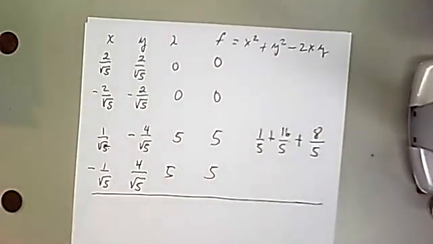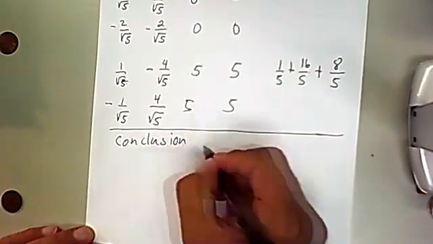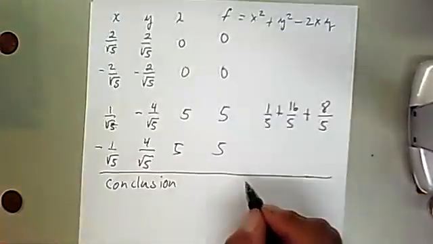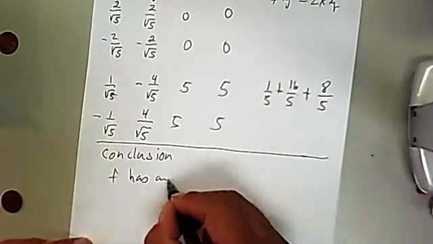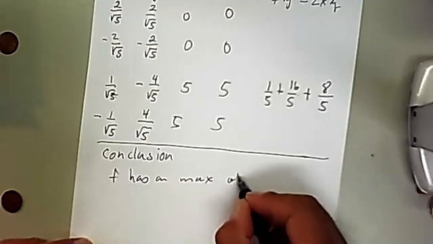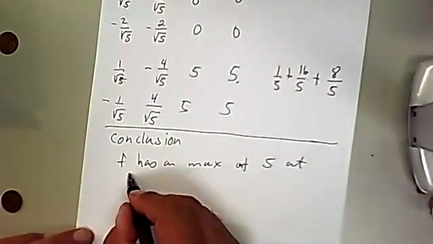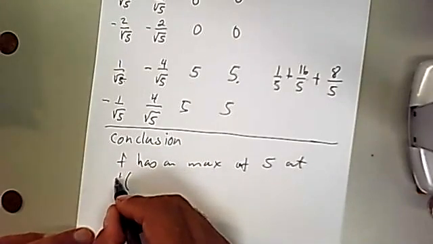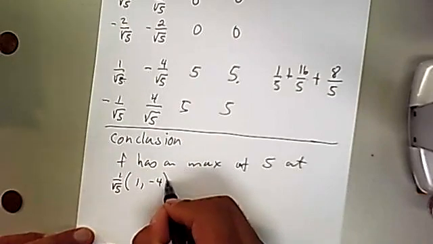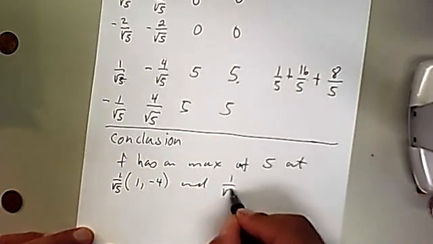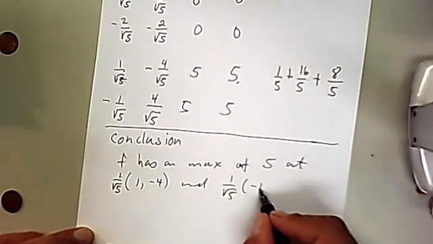And the conclusion is that f has a maximum of 5 at, so this is the maximum, and then we have to write the coordinates. We can factor out the 1 over the square root of 5 out of the vector 1 comma negative 4 and 1 over the square root of 5 negative 1, 4.